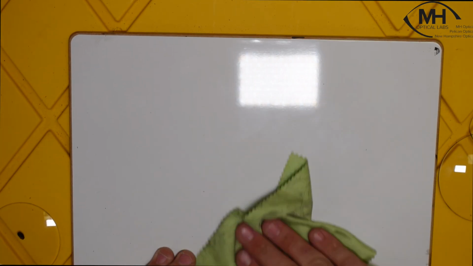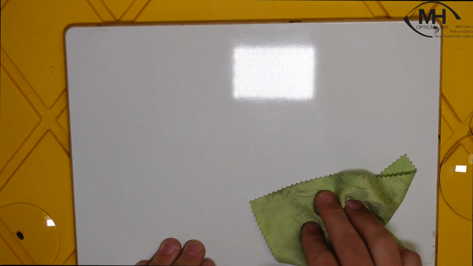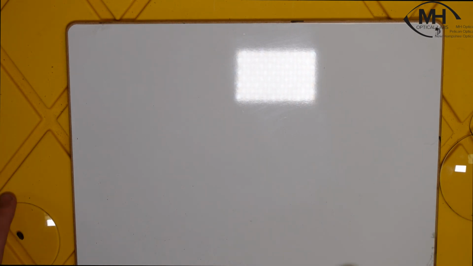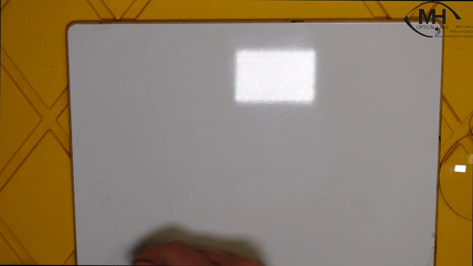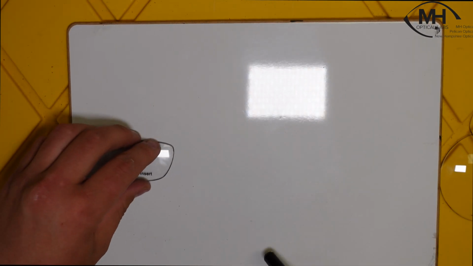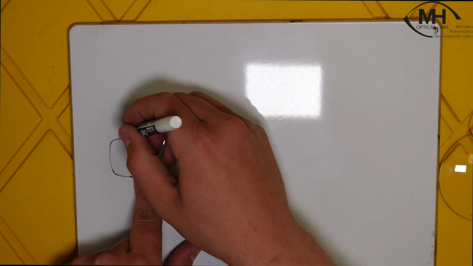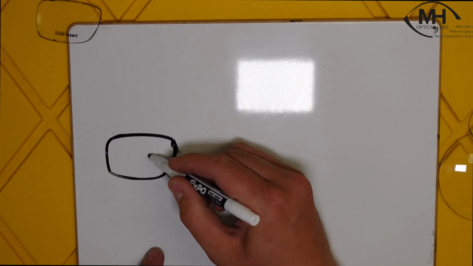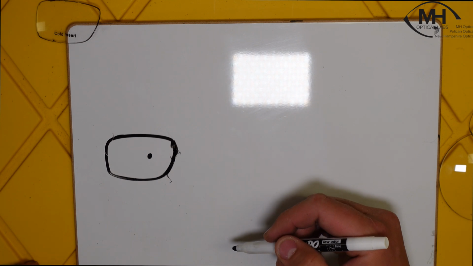So now let me give you a quick demo on what can go wrong if you give the wrong frame measurements to your surfacing lab. Let's take our frame here and we'll put our PD in there.